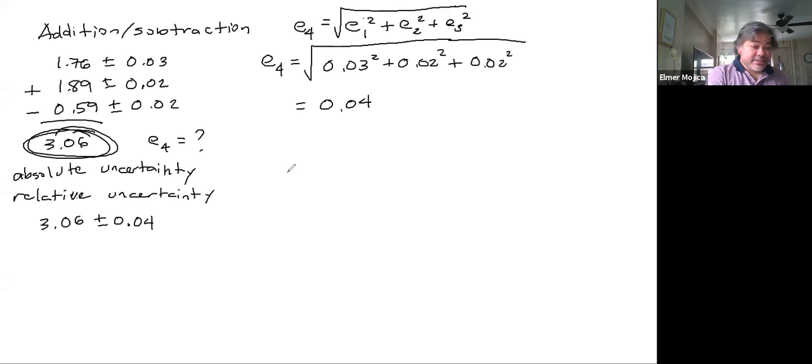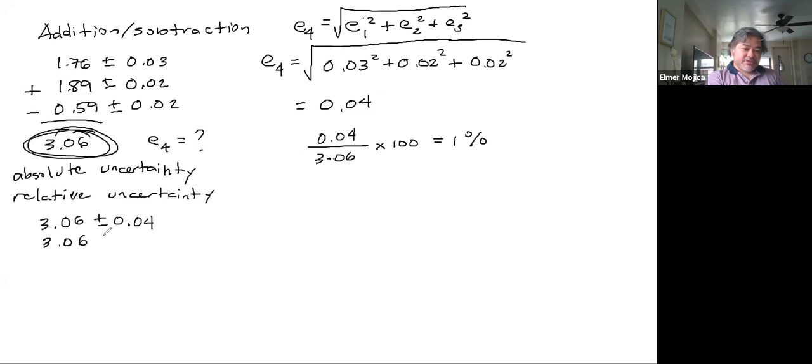Now, for the relative uncertainty, you can get it as just 0.04 over 3.06 times 100. And this will give you what? 0.04 divided by 3.06, times 100. So you get around 1.3 or 1%.